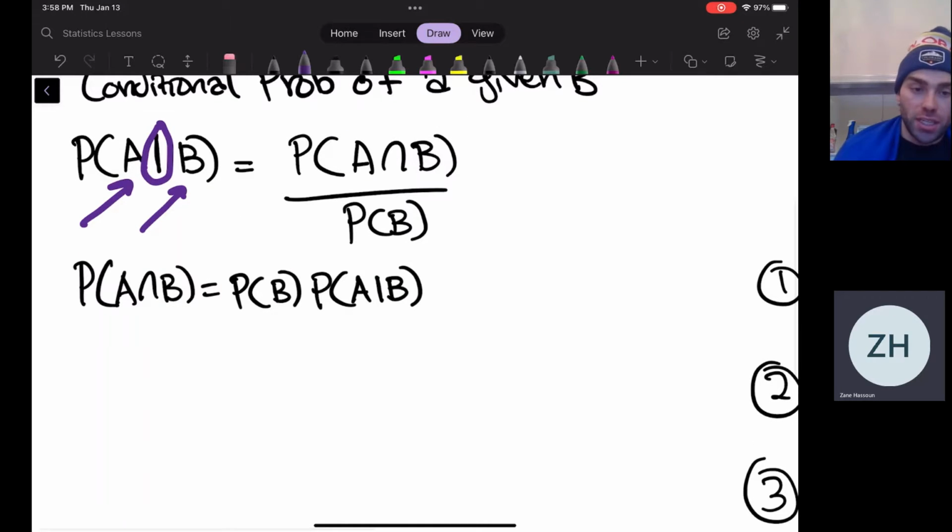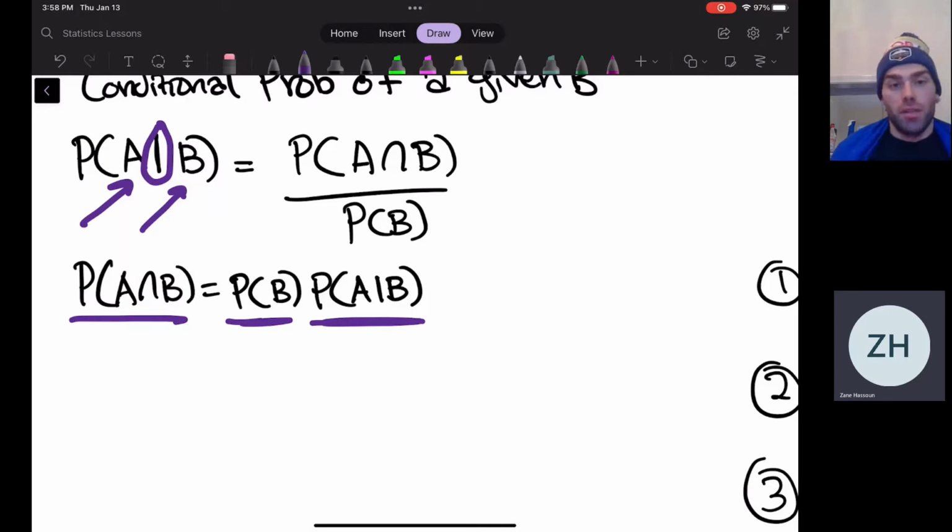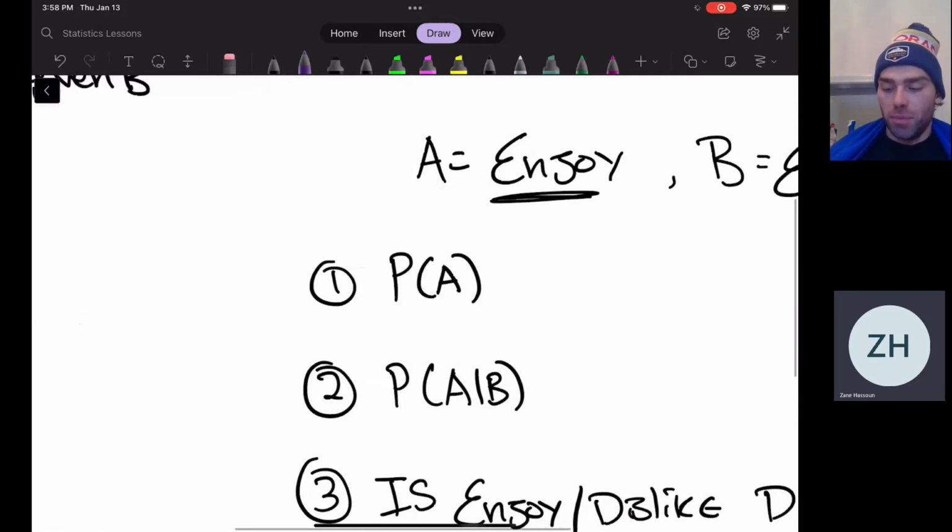This can be rewritten as the multiplication law of probability: the intersection equals the probability of B times the probability of A given B. So let's see if we can put that formula into practice with a simple example.